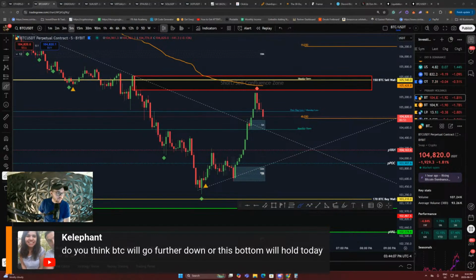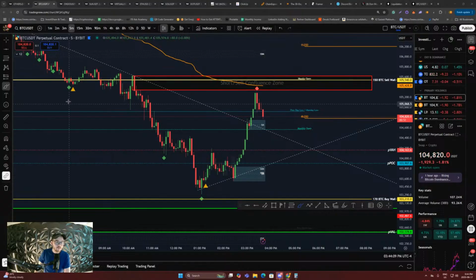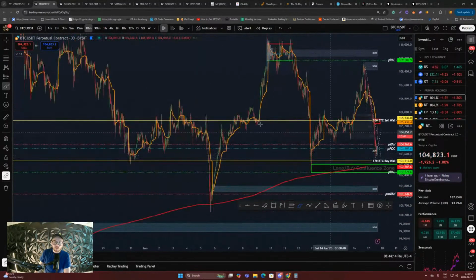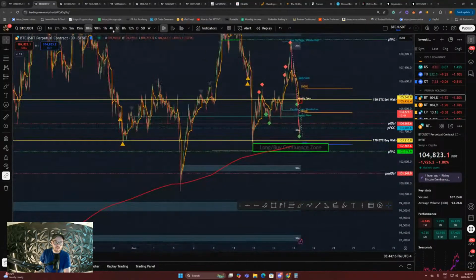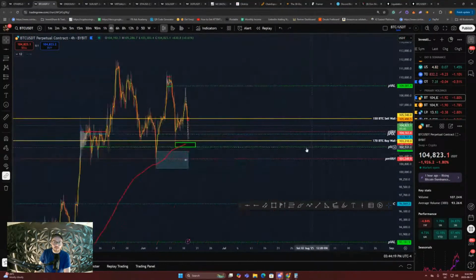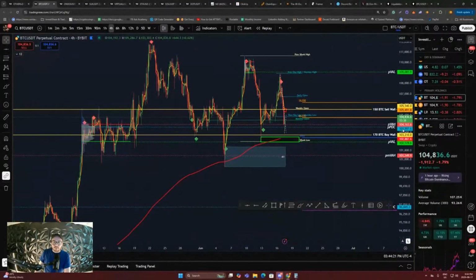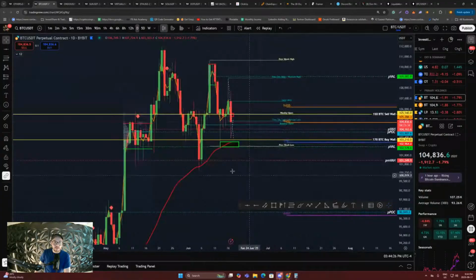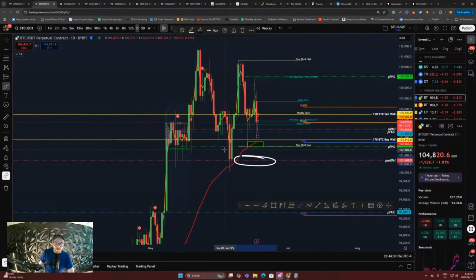Do you think Bitcoin will go further down or will this hold today? I think we're very likely to hold this level, at least for today, to induce a pullback and also induce liquidity. But the daily is technically bearish ever since this moment where we came down here. Luckily, in order for us to go bearish, we have a lot of barriers that we need to break. We have this 50-day EMA, and the previous macro value area high where this neckline is.